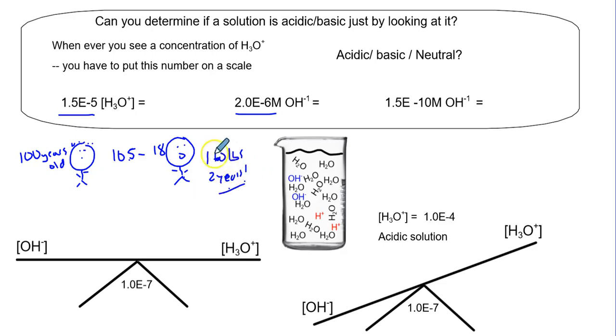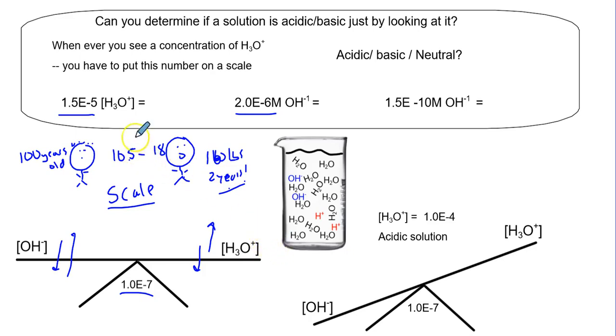So every single time that you ever use a number, it is automatically put on some sort of a scale, some sort of a reason to give it meaning. And for our purposes, that number is 1.0 e to the negative 7th. That's the neutral point. So if it goes up this way, H pluses go up, well, then this has to go down. If this goes up, then this has to go down, so on and so forth.